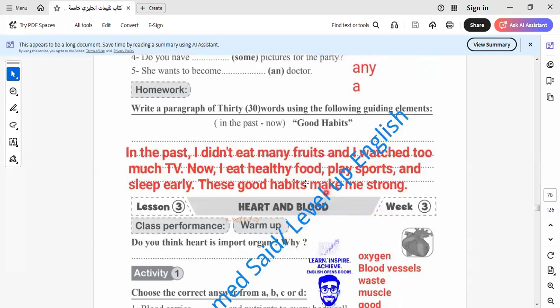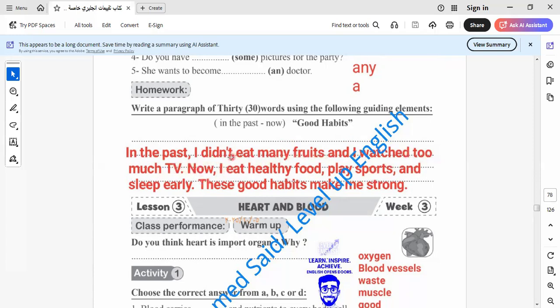Let's go to another one. Here we talk about good habits. In the past, I didn't. When we talk about good habits, we talk about something that happened in the past, so the verbs will be in the past form. Here we say, I didn't eat many fruits and I watched too much TV.